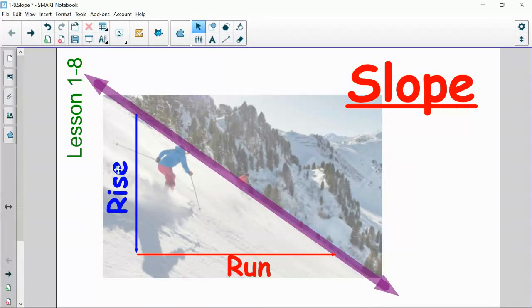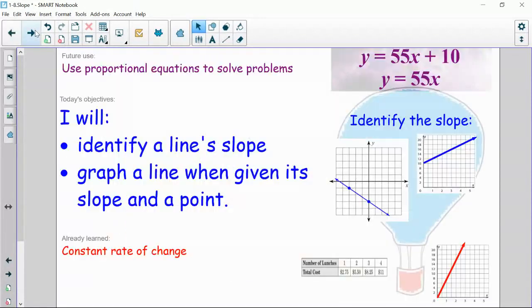Okay, we will learn how to find slope. We will learn how to identify it from a line on a graph, or even if we're just given the slope and a point on it, how to make the line. We have finished how to find constant rates of change from tables and graphs, and this is all going to tie into when we have to do equations and graph them.